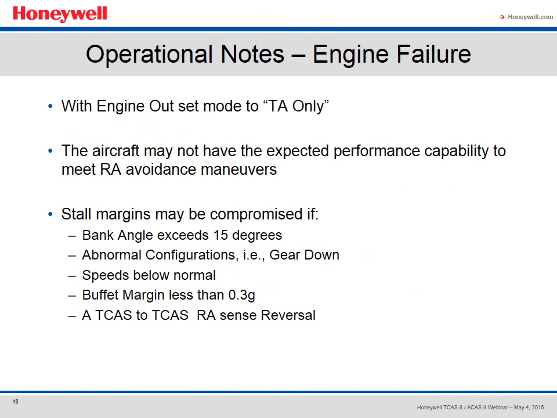If you happen to be operating engine out, set the system to TA only. An engine out aircraft may not have the performance capability to accomplish the RA avoidance maneuvers. Stall margins could be compromised with excessive bank angles, abnormal configurations, low speeds, decreased buffet margins, or during a TCAS resolution advisory sense reversal.